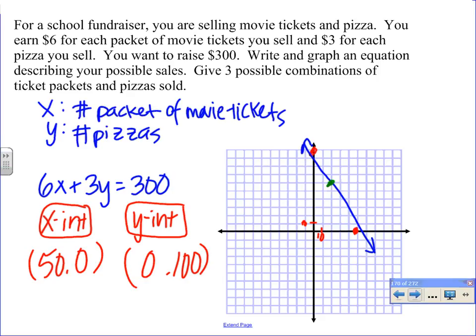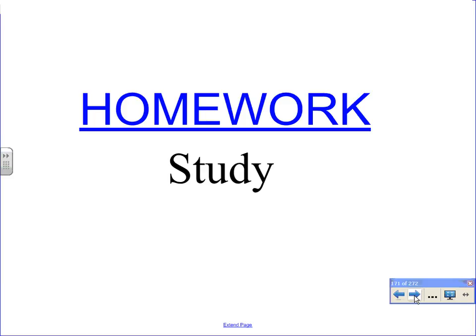So your only homework today, or tonight, is to study. Study for your quizzes tomorrow. You guys can get packed up. I believe girls are first.